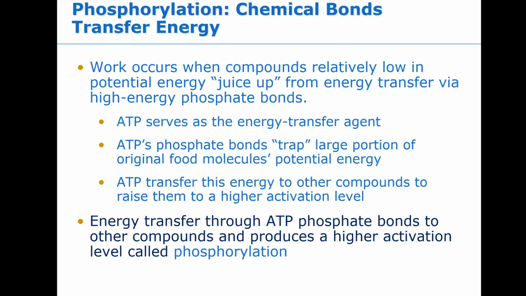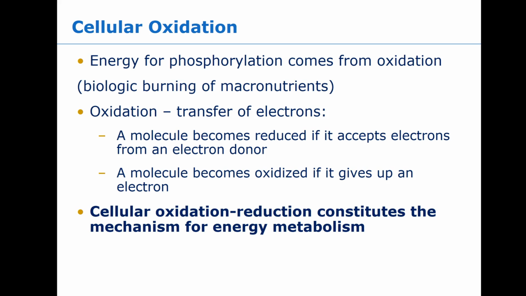And then ATP transfers this energy to other compounds to raise them to a higher activation level. This energy transfer through the ATP phosphate bonds to other compounds produces a higher activation level. This is called phosphorylation. And it does this with assistance from the oxidation, or the biological burning, of the molecules. Oxidation is the transfer of electrons, and a molecule becomes reduced if it accepts electrons, and becomes oxidized if it gives up an electron.